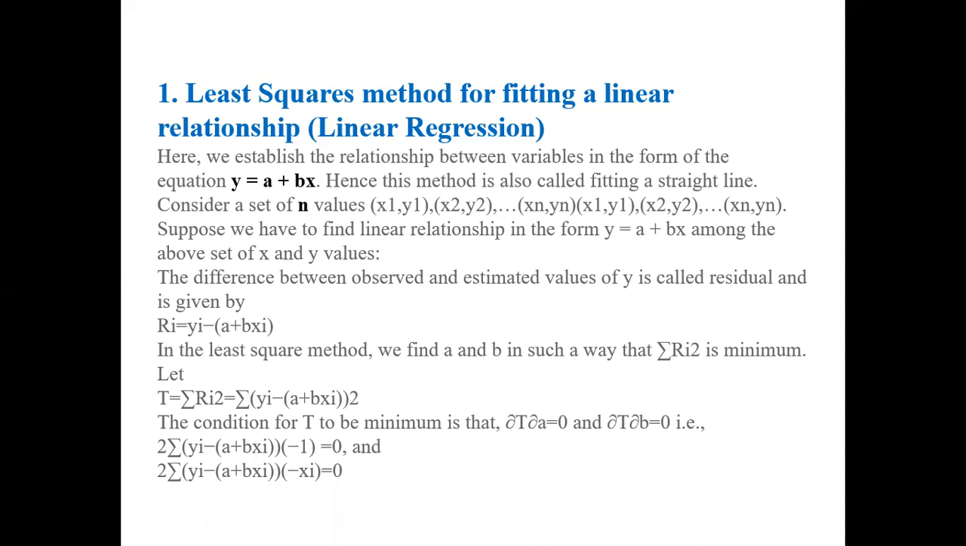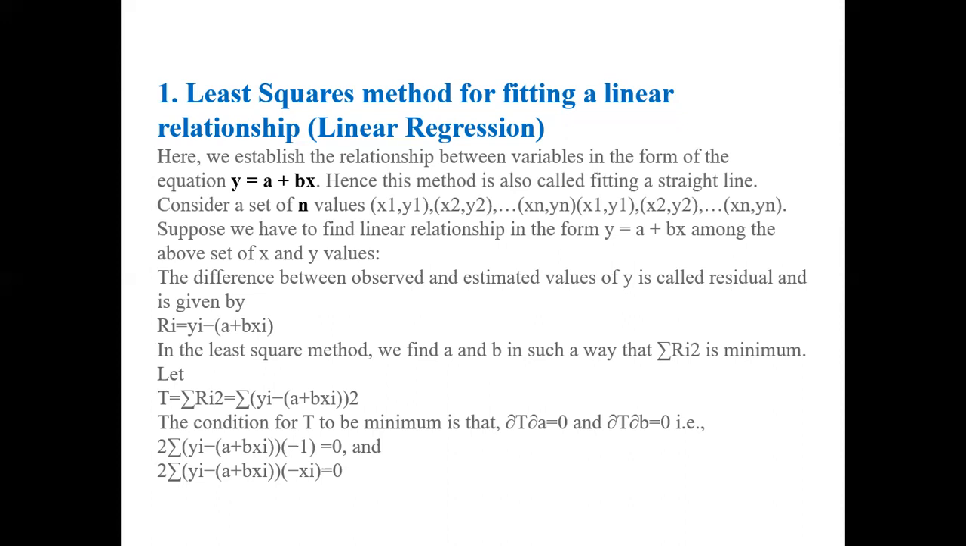In the least square method, we find a and b in such a way that the summation of ri square is minimum or nearly equal to 0. It means the error in y minus (a + bx) is negligible or minimum. Then the function t = summation of ri square = summation of (yi - (a + bxi)) whole square.